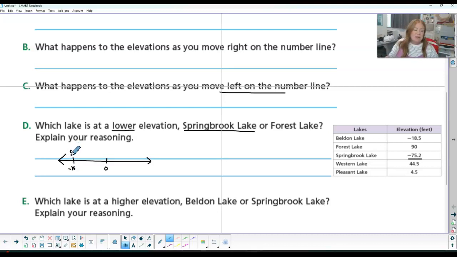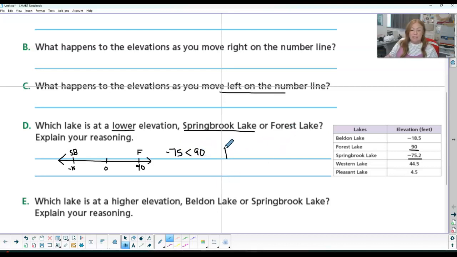So that's Springbrook, negative 75. And I also have to compare Forest Lake, which is 90, and that's a positive. So it's going to be over here. So Forest Lake is at 90. So here's my reasoning for which one I think is higher. Well, I know this is positive, this is negative. So Forest Lake is going to be higher. If I have negative 75, that's a lot lower than 90.